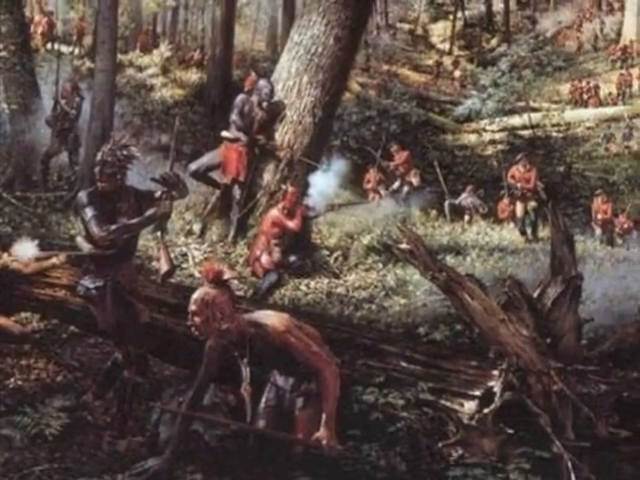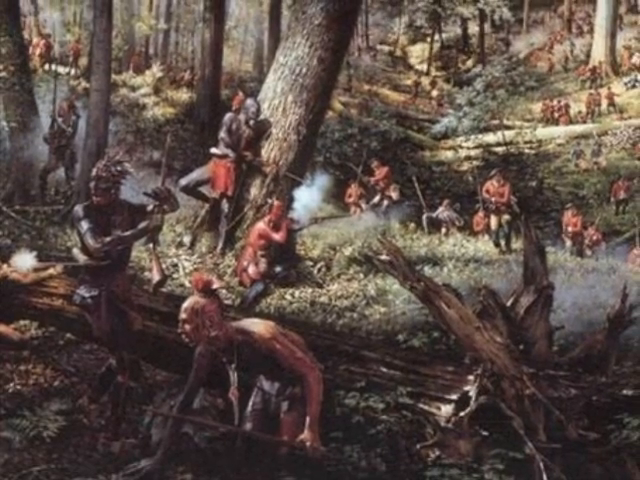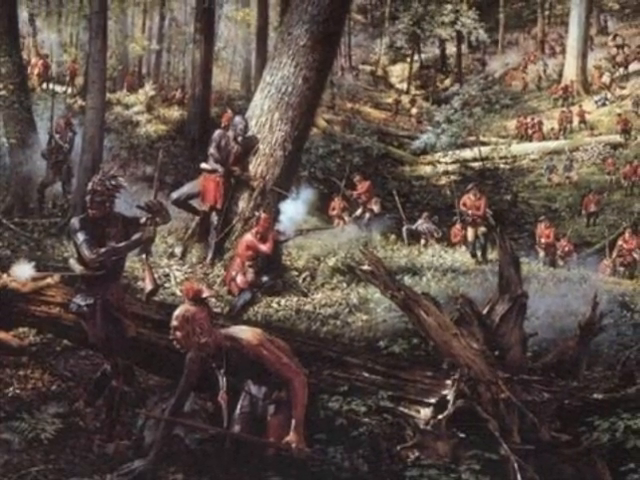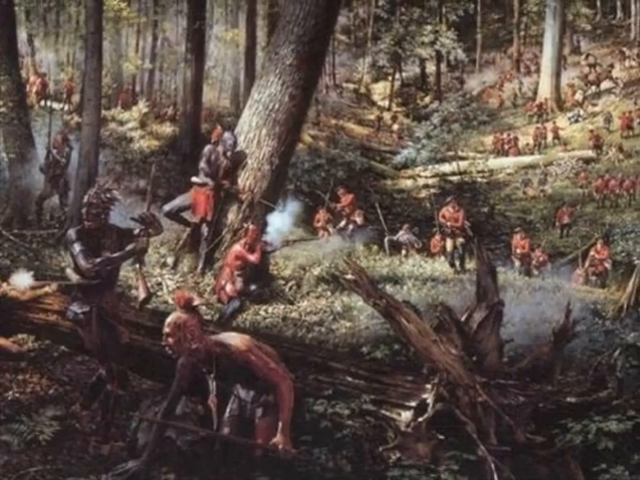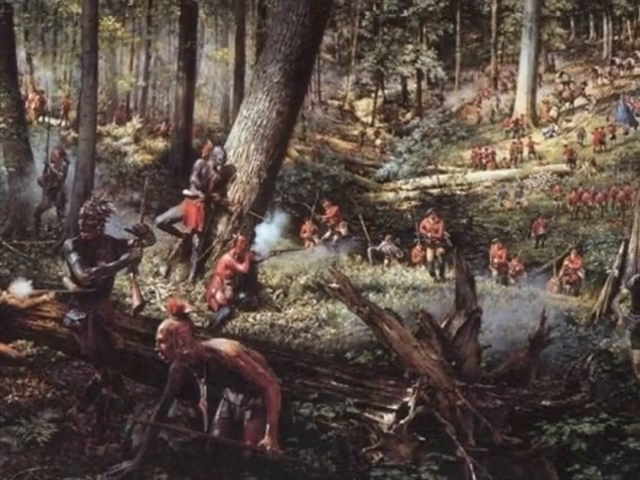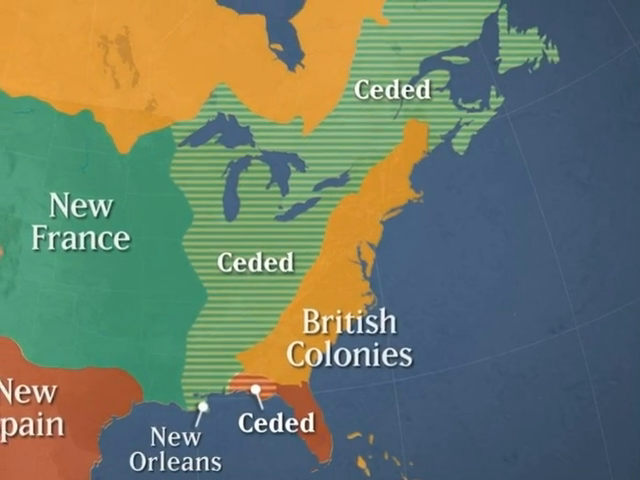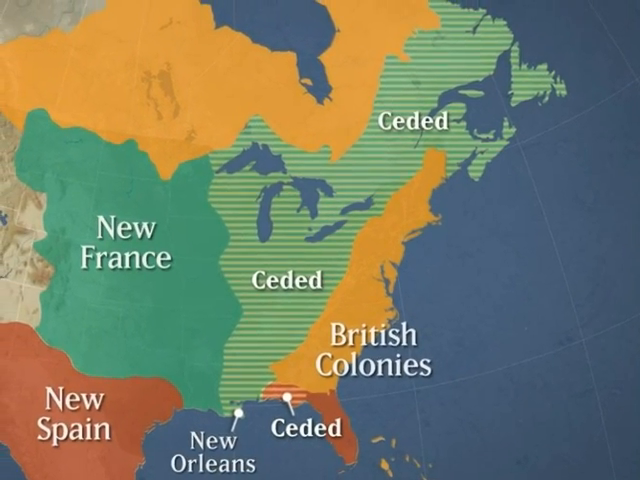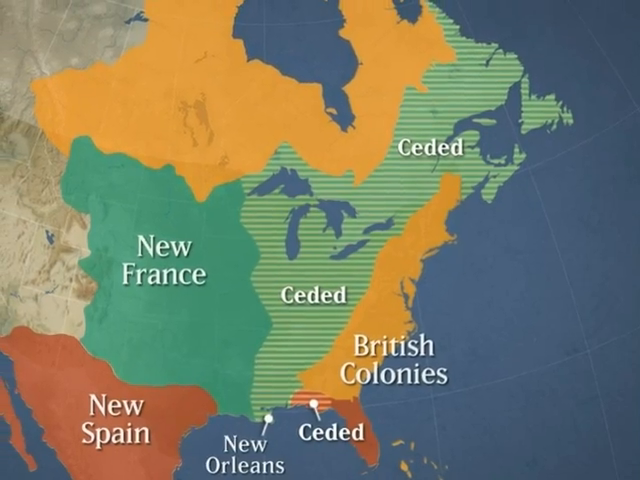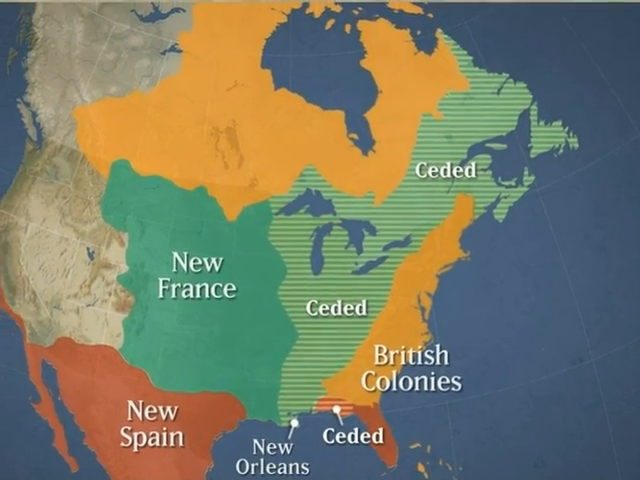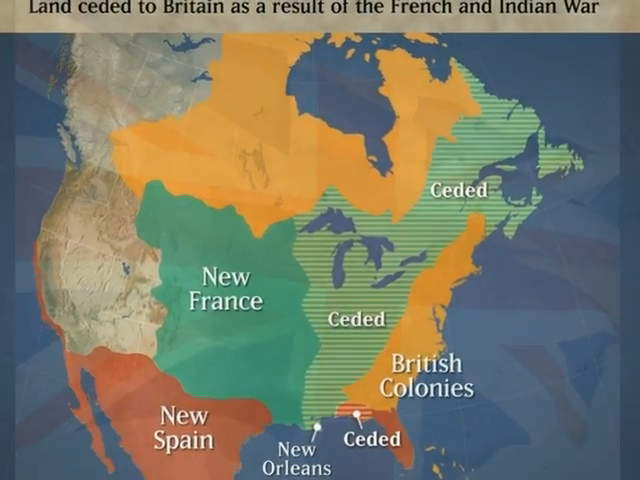The problems for the colonists started after the French and Indian War was over between the British against the French and the Indians. Once the war was over, the British ended up taking power over the land in North America that had previously been owned by the French.